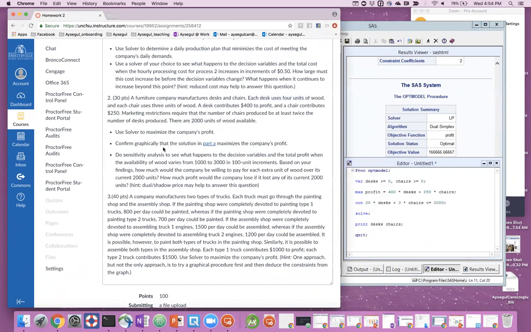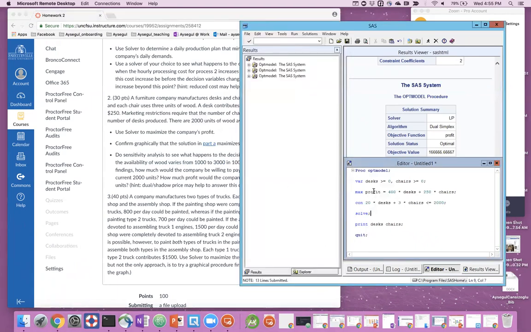So let's do this one. Do the sensitivity analysis to see what happens to the decision variables and the total profit when the availability of wood varies from 1,000 to 3,000. Actually, I'm going to touch this topic a little bit on the allowable decrease and increase in the coefficients on the right-hand side, and that's going to help you.